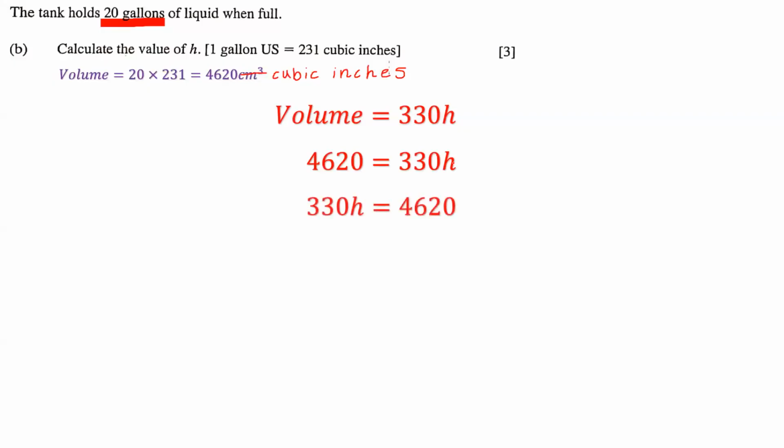And so we want to rearrange, we want to switch the equation just so that our h could be on the left-hand side. And now this should be very easy. All we're going to do is divide both sides by 330. We cancel the 330s, and so h is going to be equal to 4,620 divided by 330. And so h is going to be equal to 14. And so the height is actually 14.